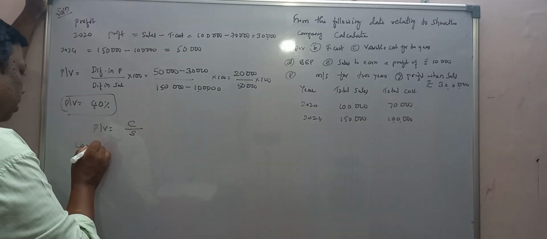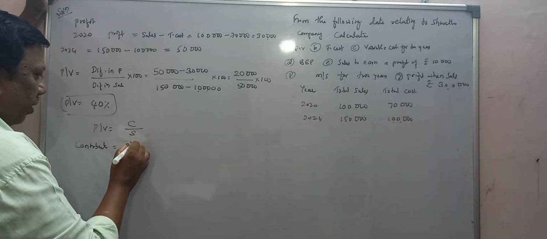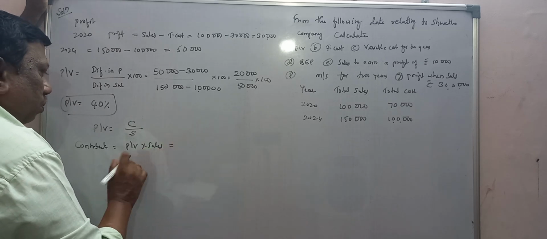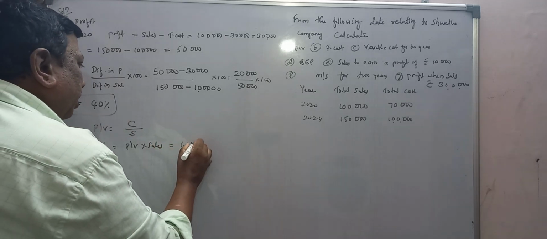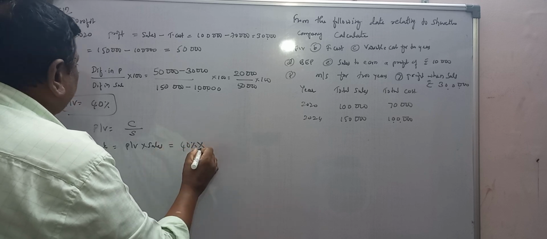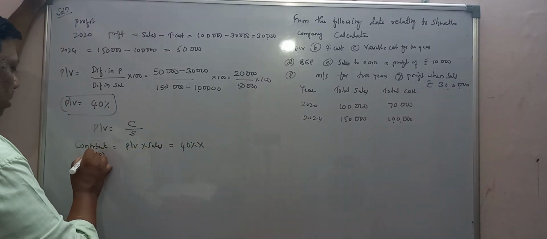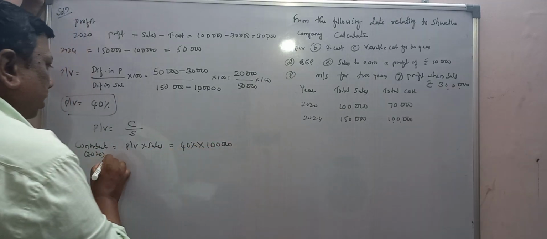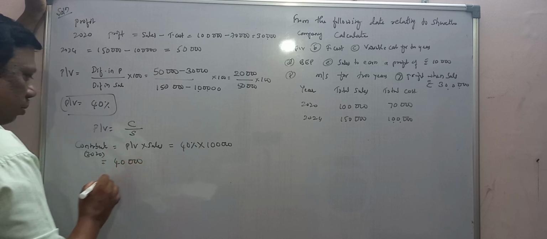So contribution becomes PV into sales, correct, right? What is PV? PV I know, 40%. 40% into sales, how much? I am using 2020 first, that is 1 lakh. Then 1 lakh into 40% means 40,000 is contribution, right?